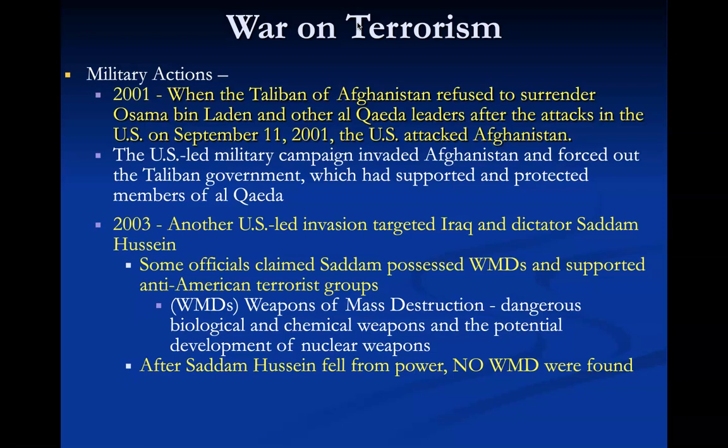So, in 2003, we had another U.S.-led invasion targeting Iraq and the dictator Saddam Hussein. You may have heard of both Osama bin Laden and Saddam Hussein before. Some of the officials claimed that Saddam had weapons of mass destruction and supported anti-American terrorist groups. Weapons of mass destruction are dangerous biological and chemical weapons, and potentially are able to develop nuclear weapons as well. So, after Saddam fell from power, which he was killed as well, they did not find any weapons of mass destruction. So, this one is a little controversial.